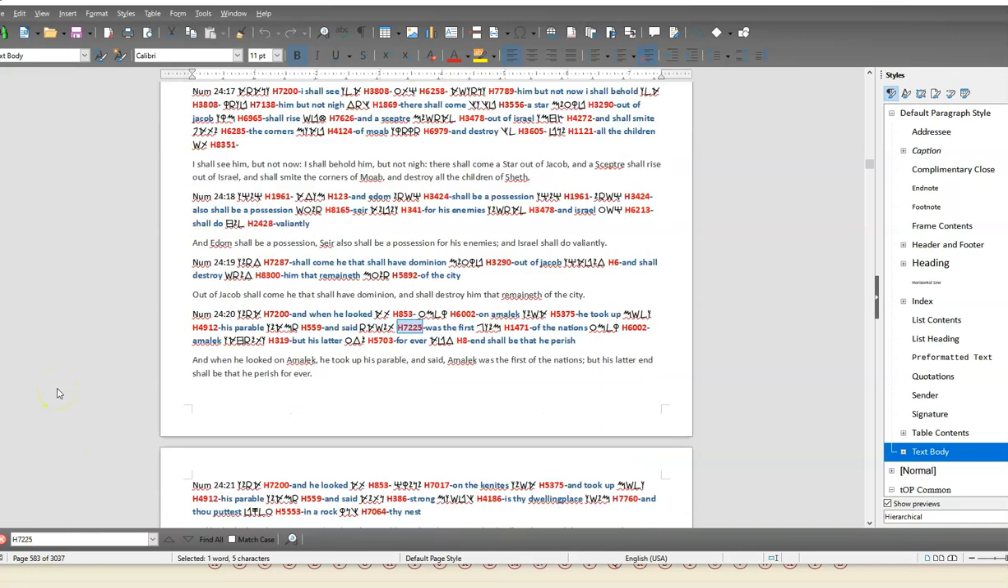So even more interesting is Numbers 24:20. The English says, and when he looked on Amalek, he took up his parable, and he said, Amalek was the first of the nations, but his latter end shall be that he perish forever. Now, this is Balaam, and he's having, I suppose, these visions, right? And he is essentially giving out these prophecies about different nations and peoples at this time. The wording is what's very interesting when he gets past, it says, Uyira, he looked at.